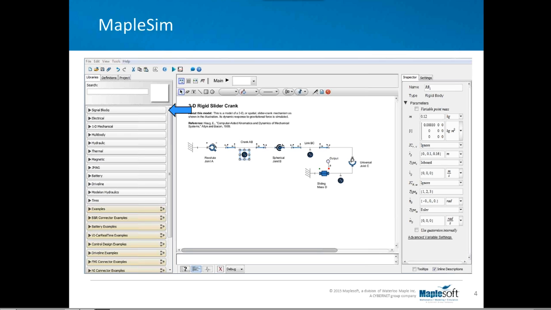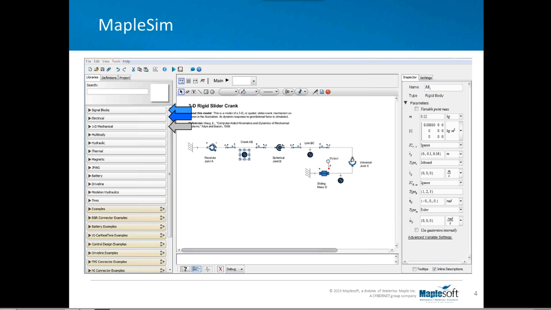To name some of these libraries, we have signal blocks, which are basically all the mathematical operations that you would do on the measurements that come out of the sensors or any other source of motion or force. These mathematical or arithmetic operations are done with the signal blocks. There's a library for electrical components, and this library includes analog components, multi-phase machines, and so on and so forth.